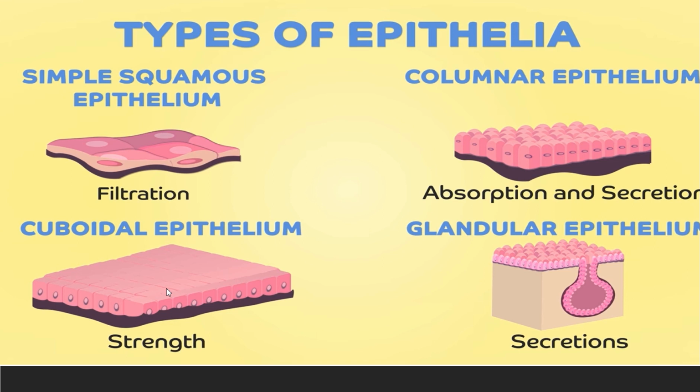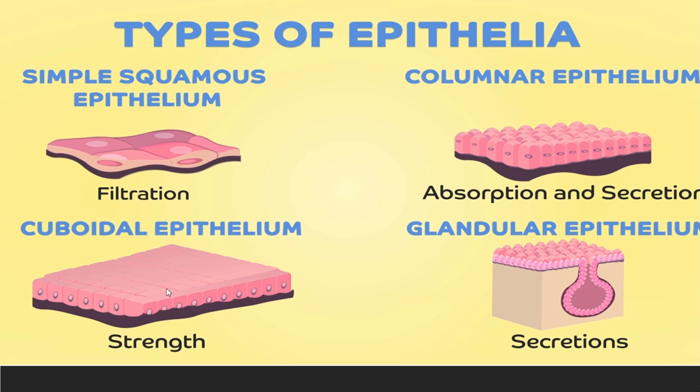Now, second, let's take up the next function, that is absorption and secretion. For this, obviously, we would need a larger surface area, right? That is why we have large, tall, pillar-like cells on the basement membrane forming a columnar epithelium. Now, at times, we need strength and support along with the larger surface area. For this, we slightly change the structure to cube-like cells and form the cuboidal epithelium. It will provide strength.